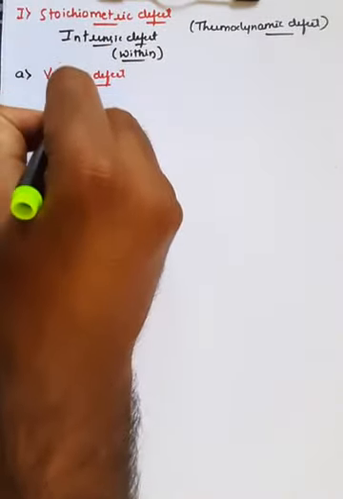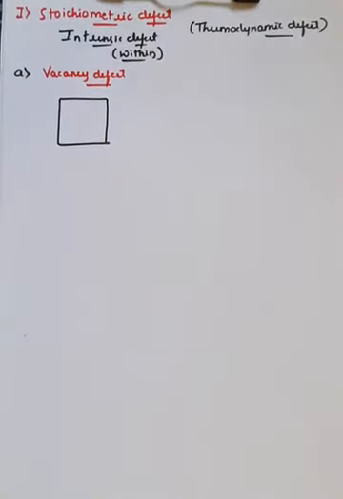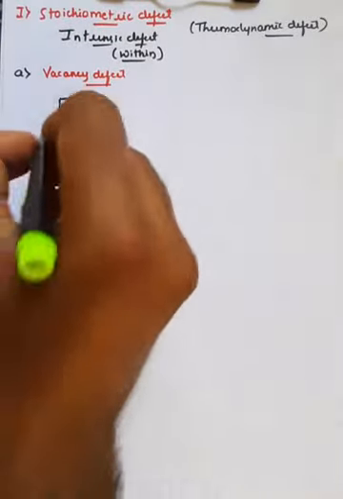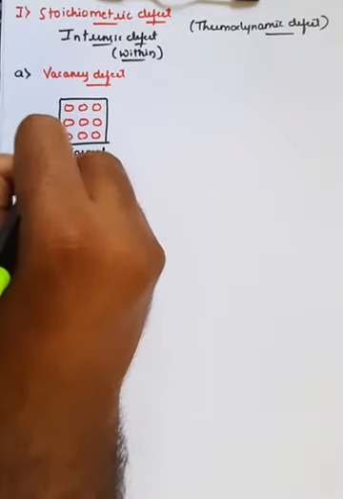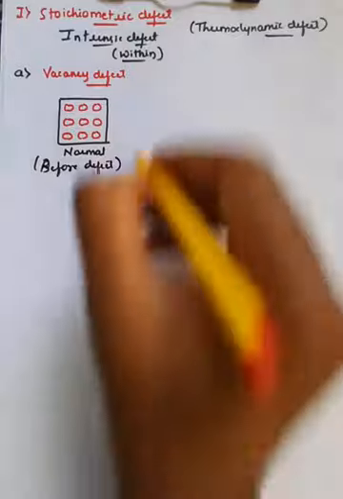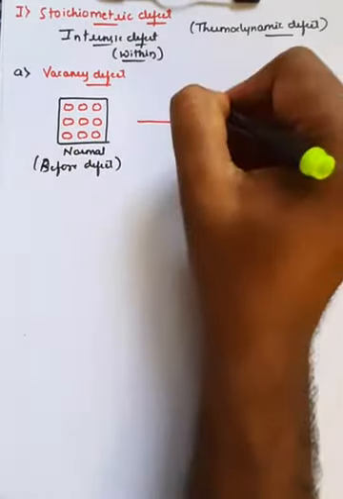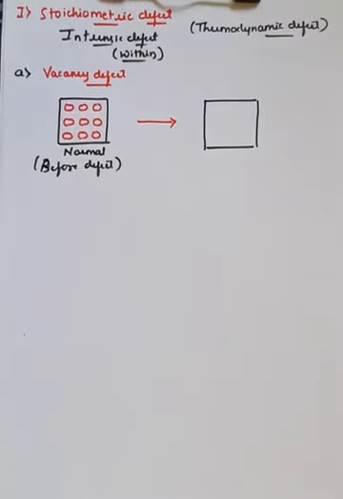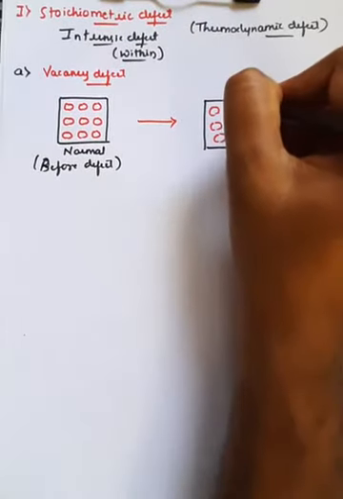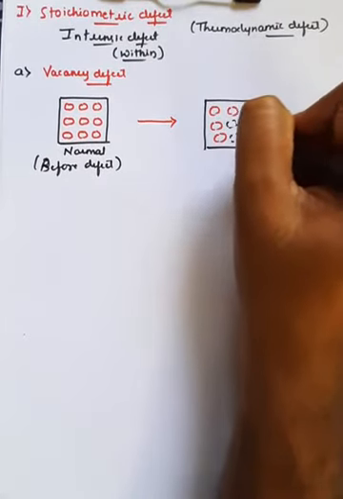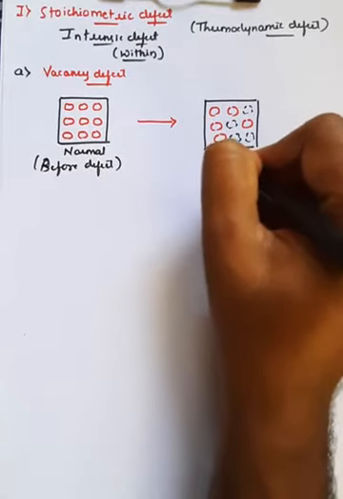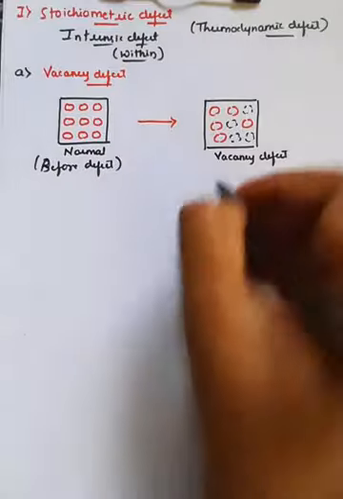I will explain with a representation here. If you take a square made up of atoms, molecules or ions, this is completely before defect, a normal state. When it converts into the defect, there is a missing of one or two atoms. Here if you observe, there is a missing of atoms. These atoms are missed from the normal position, and this is generally called a vacancy defect. This diagram is after defect.